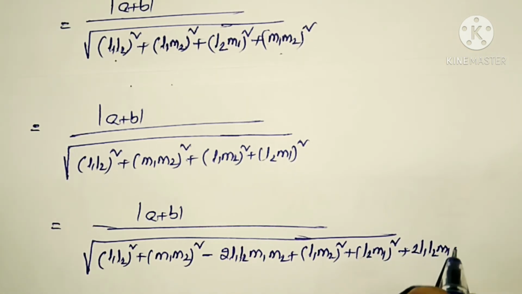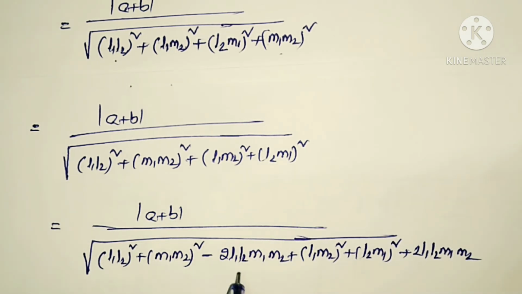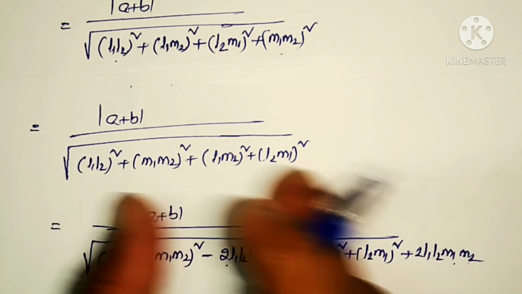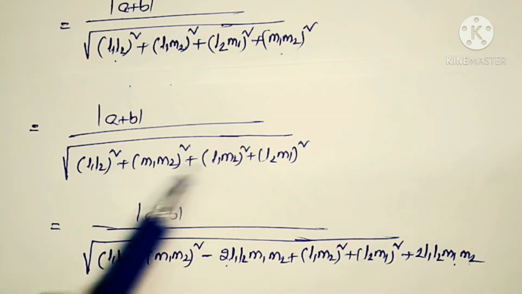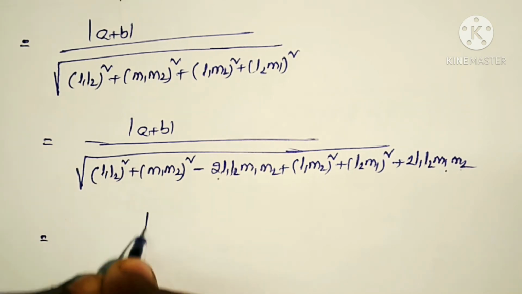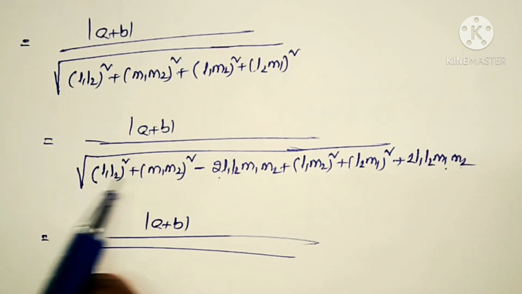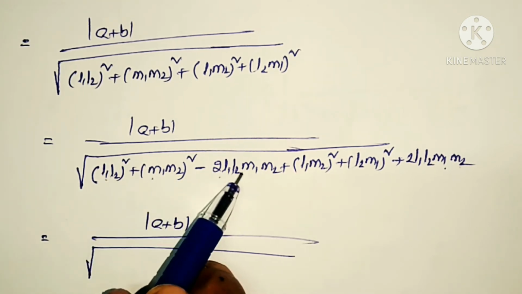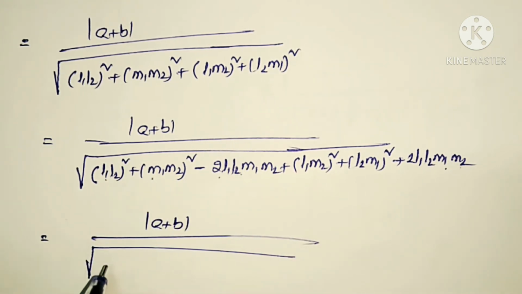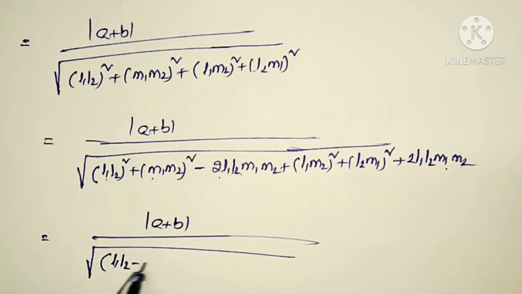That is, here in between these four terms we add the value minus 2 L1 L2 M1 M2 and plus 2 L1 L2 M1 M2, like that. So here when we cancel these two terms, then we get the above values. So without changing the value, we can add the value like that, and this is equal to mod A plus B by square root of, clearly this is in the form of A square plus B square minus 2AB, means A minus B whole square, that is L1 L2 minus M1 M2 whole square.